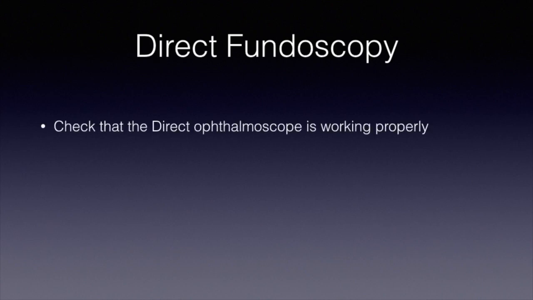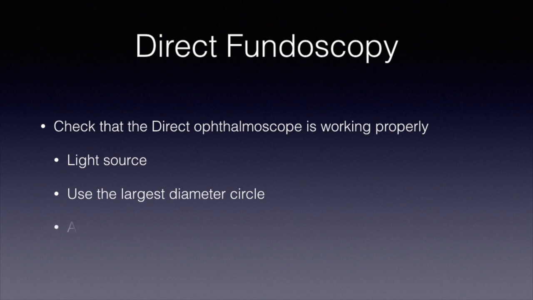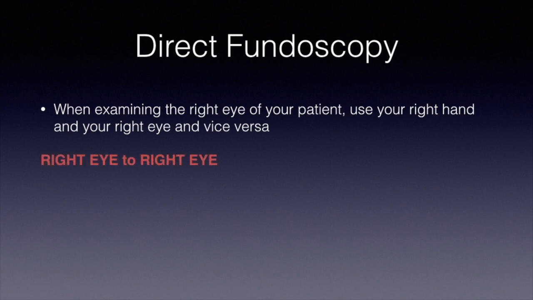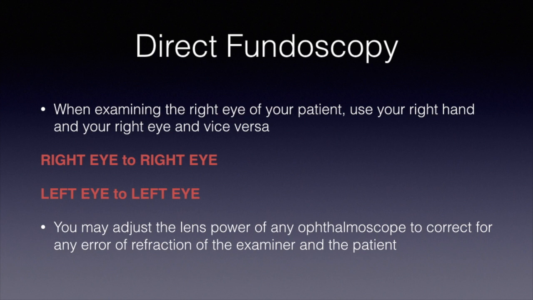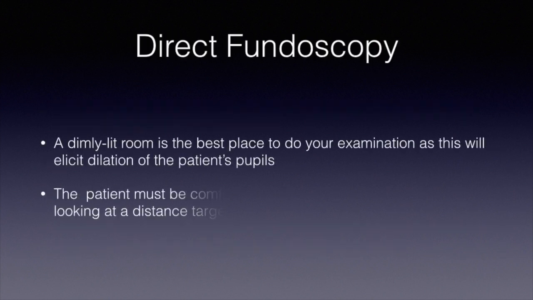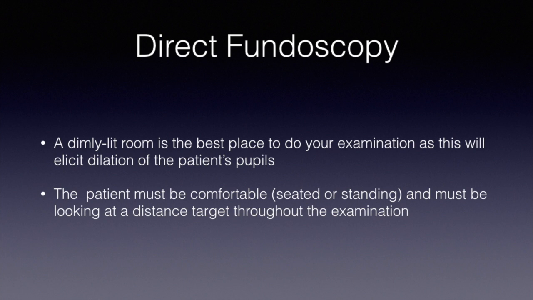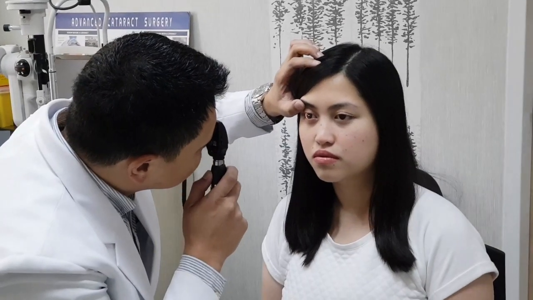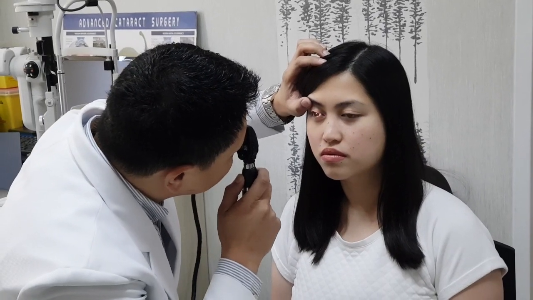In performing direct fundoscopy, first check that the light source is on and use the largest diameter circle with lens setting to 0. Remember to use your right hand and right eye to examine the right eye of the patient and vice versa. Adjust lens power to correct for errors of refraction. Perform the examination in a dimly lit room and the patient in a comfortable seated or standing position. Remember to direct your patient's gaze at a distant target across the room.